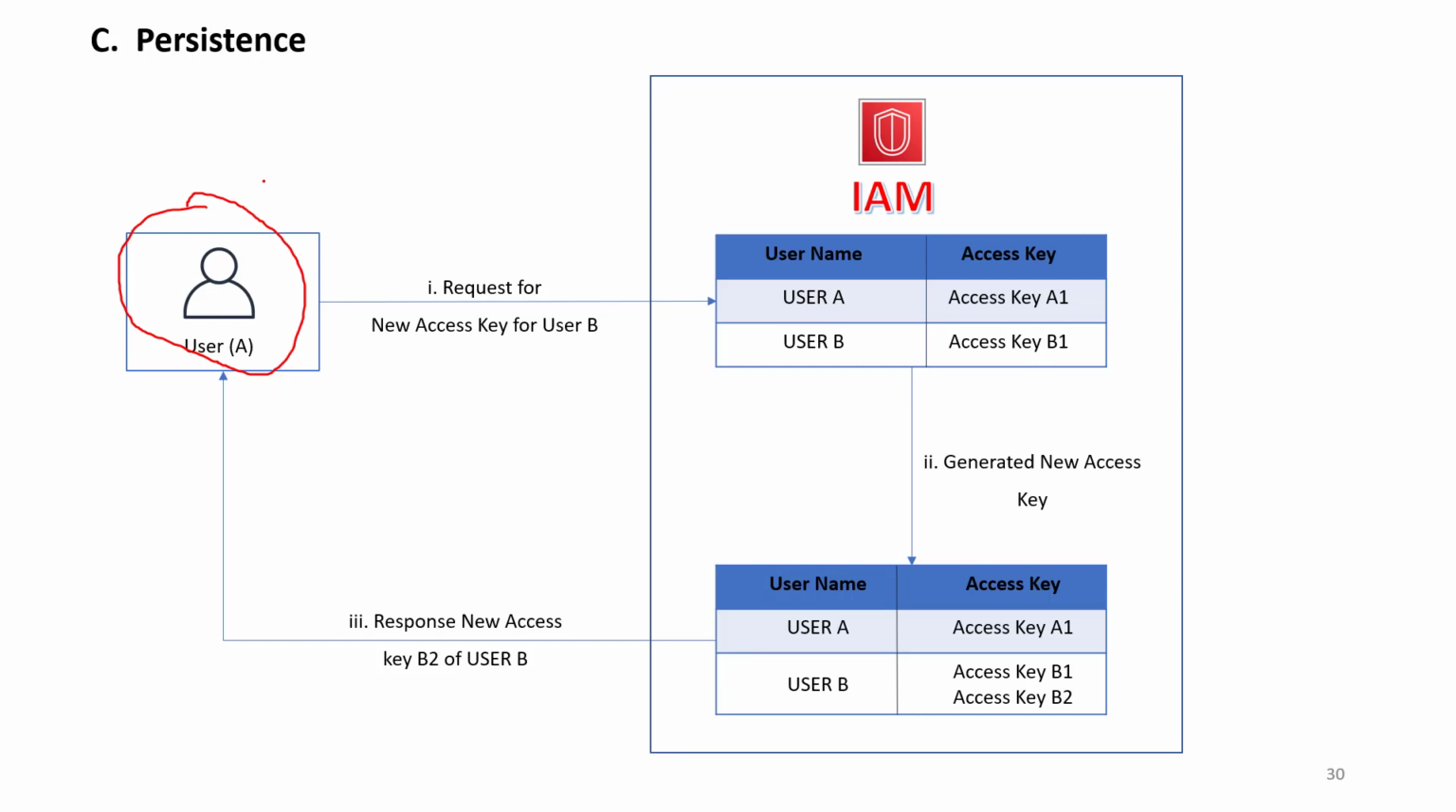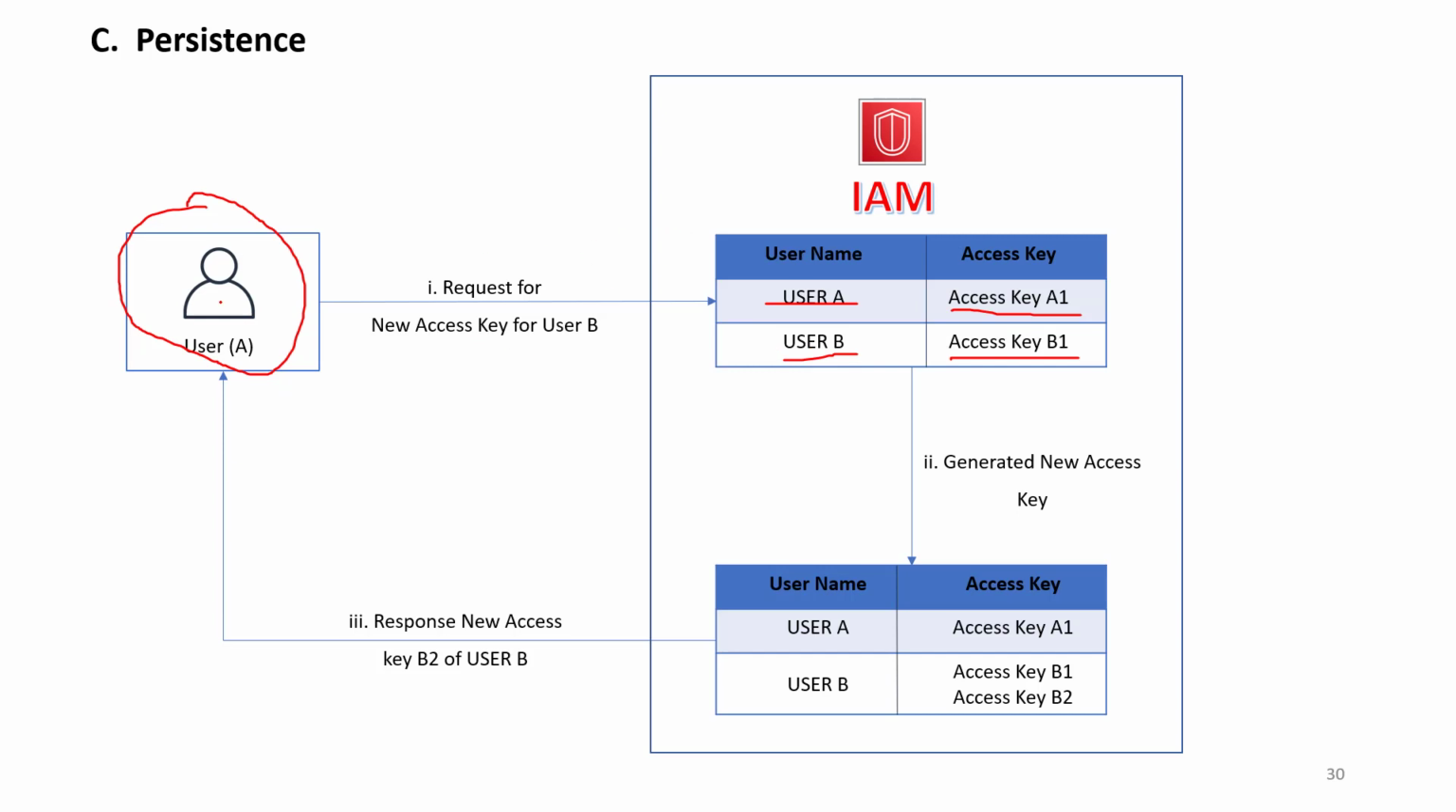For a user, you can create up to 2 access keys. So suppose you can see here we have a user A and user B. Each user has a single access key. This is the first case. Now what happens if you want to create a backdoor? You can request a new access key for user B, so you can use this access key for your future use.